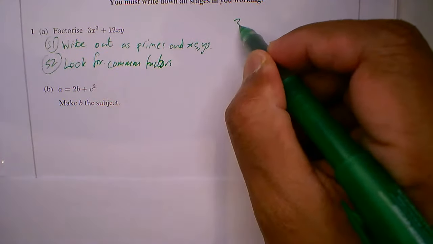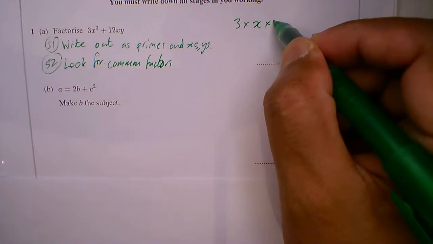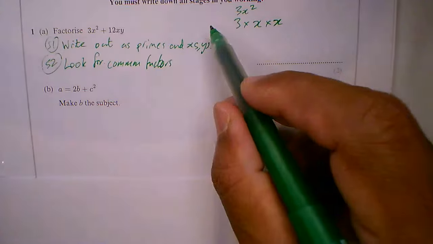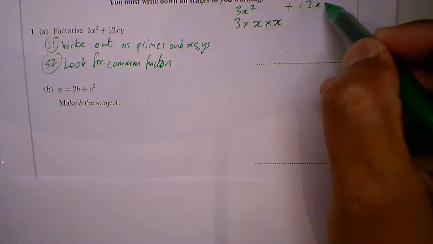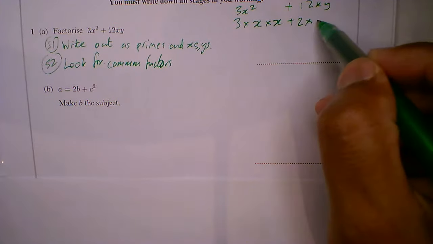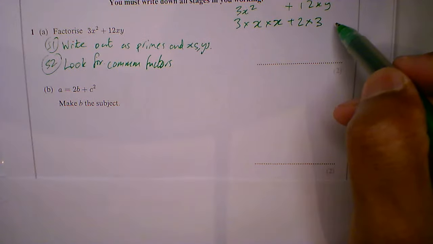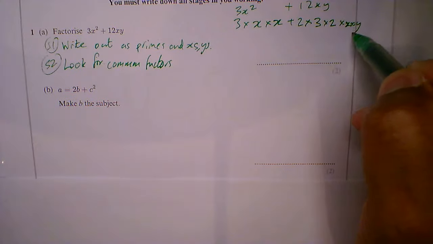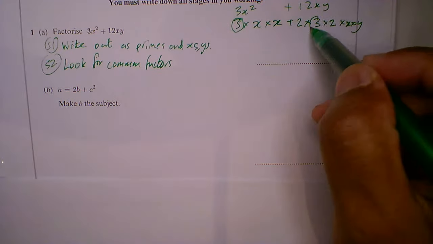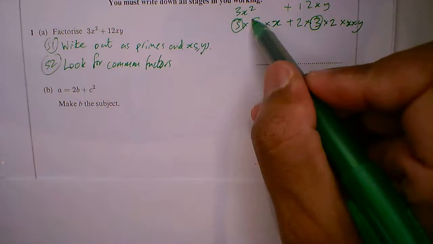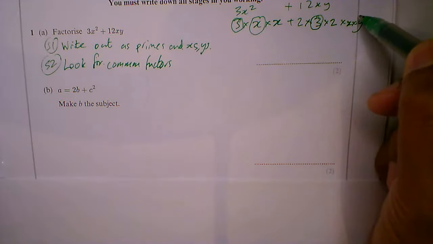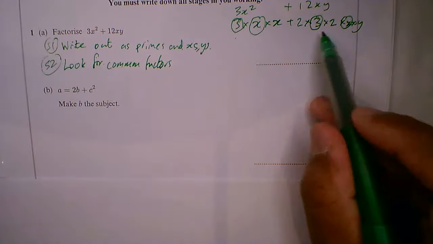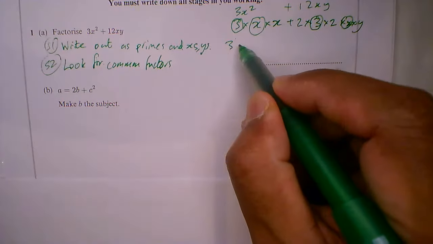So you've got 3 times x times x, which is 3x squared. And then you've got 12xy, which is 2 times 3 is 6, times 2 is 12, times x times y. So you've got 3 here and 3 there, and an x here and an x here. Those are your common things. There's nothing else that's common, so I'm going to take that out.